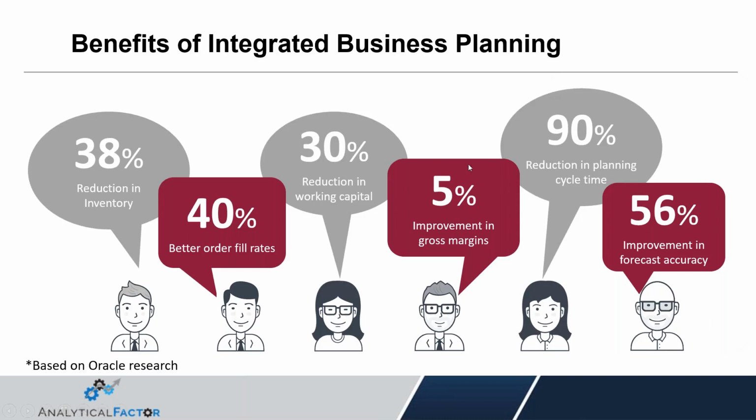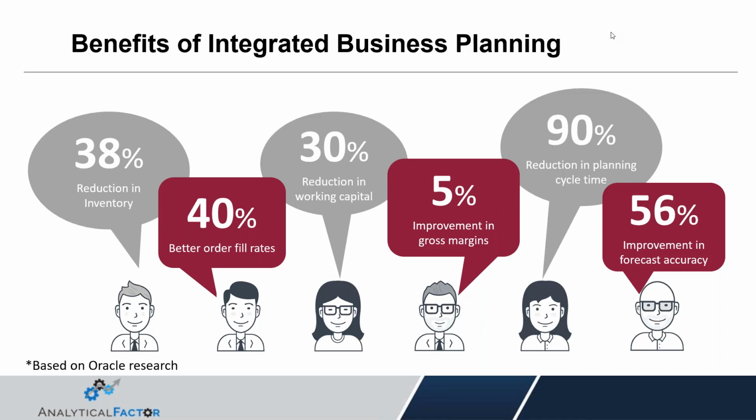Some common benefits of IBP, and I know they're not quite synonymous, but in my mind, S&OP and IBP are very, very similar. This is some research Oracle has done, but Gartner and others have done similar research also. It could lead to dramatic reductions in inventory, better order fill rates, reduction in working capital, better planning cycles, et cetera, et cetera. So there's lots of benefits, and it's a matter of making it happen.